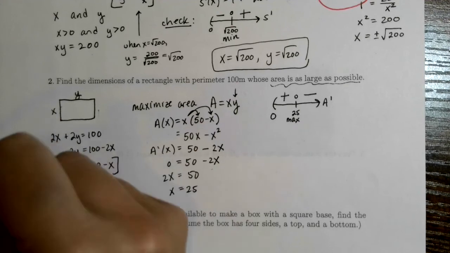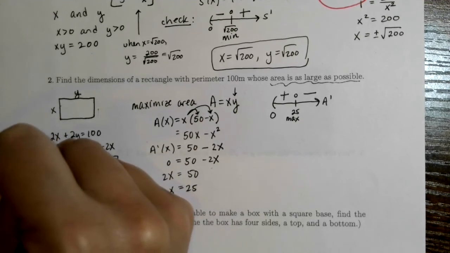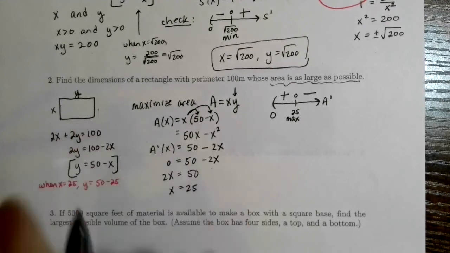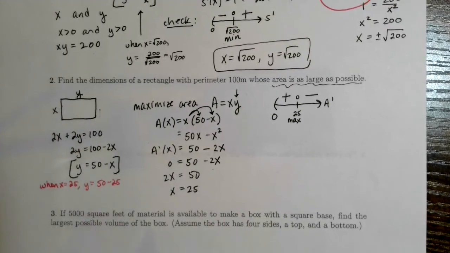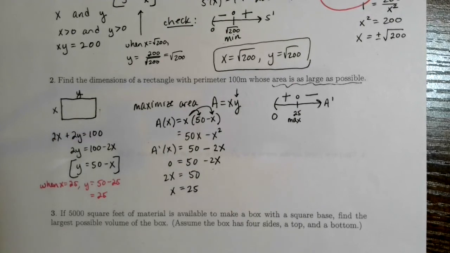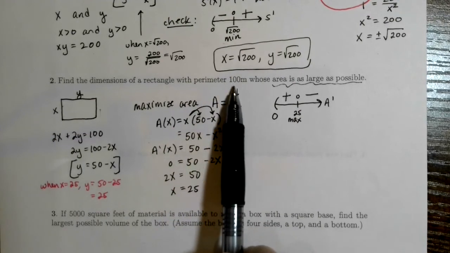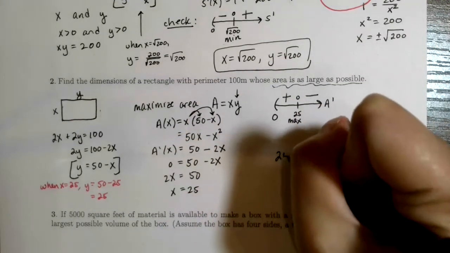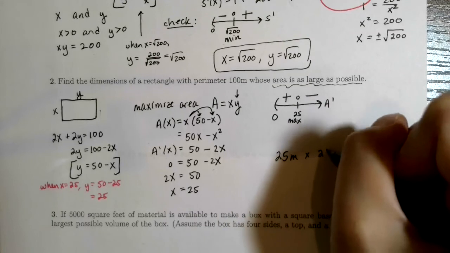So I'm going to go over here and say, all right, when X is 25, Y is 50 minus, and I'm going to plug that 25 in for X here. And I get that Y is also 25. Because this 100 was given in meters, that's my distance measurement here. So we'll have 25 meters by 25 meters.